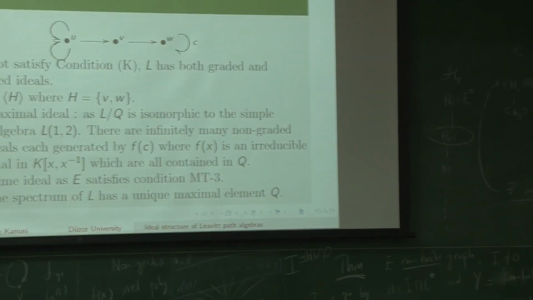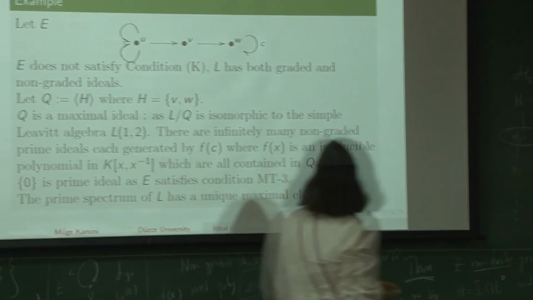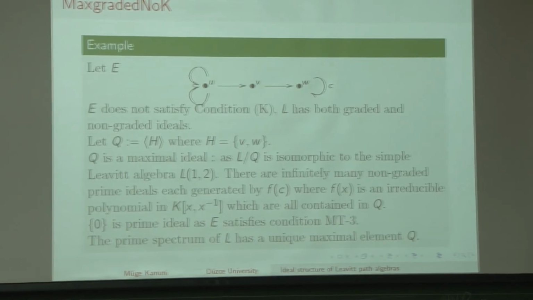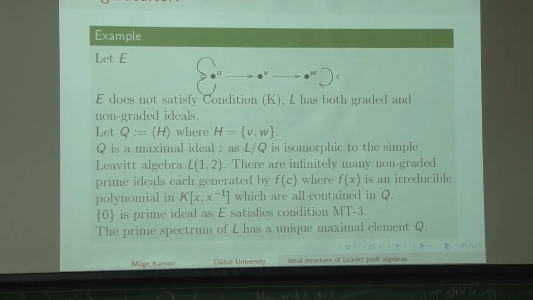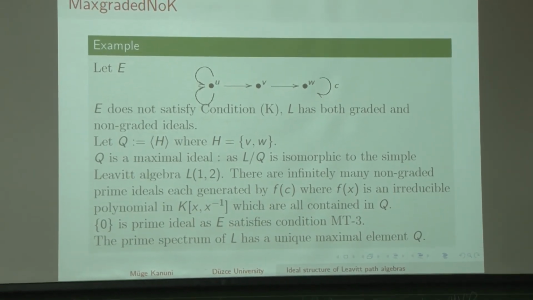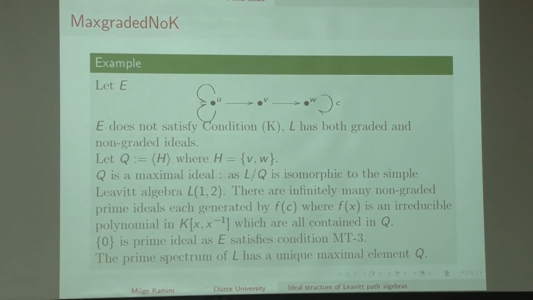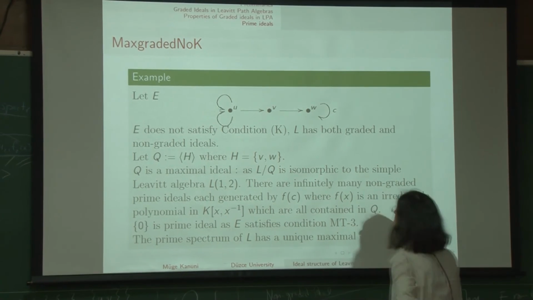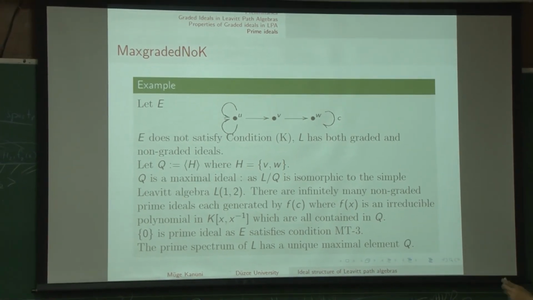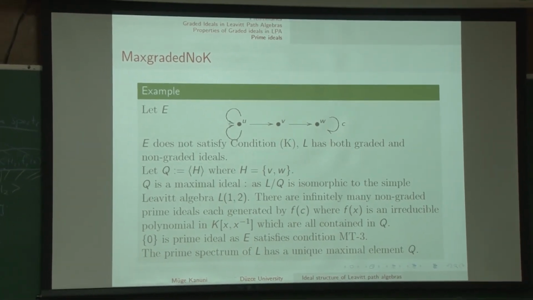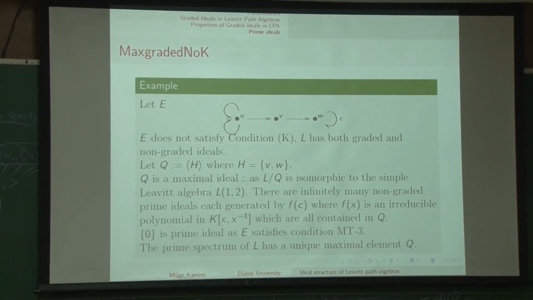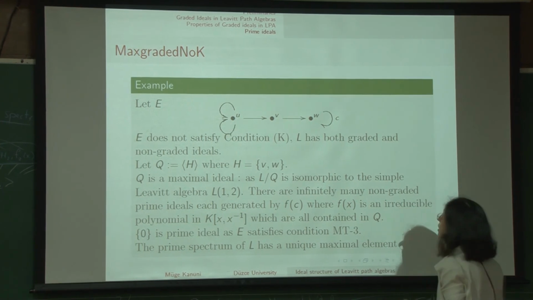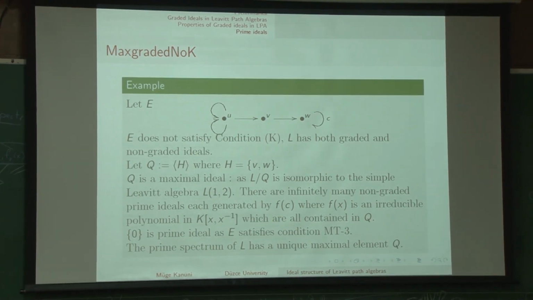Back here, finish off, that's my last example. I have a finite graph. There are interesting things that can happen here too. It does not satisfy condition K. You have two loops here, however you have one loop here. So it doesn't satisfy condition K. Well, it doesn't satisfy condition L either. This cycle does not have an exit. So it will have both graded and ungraded ideals.